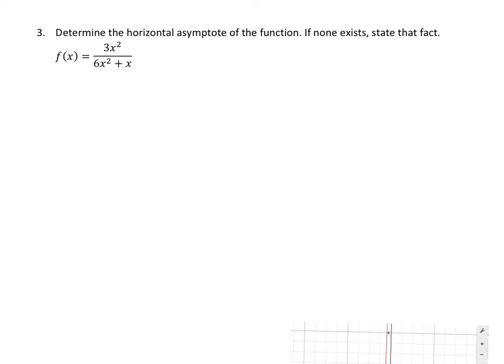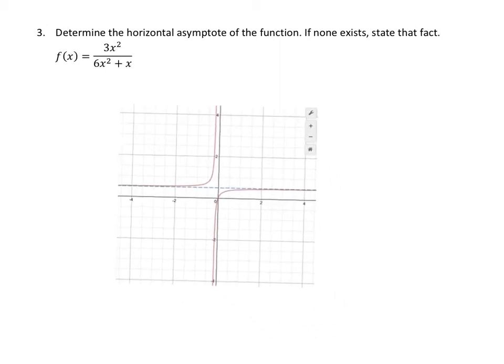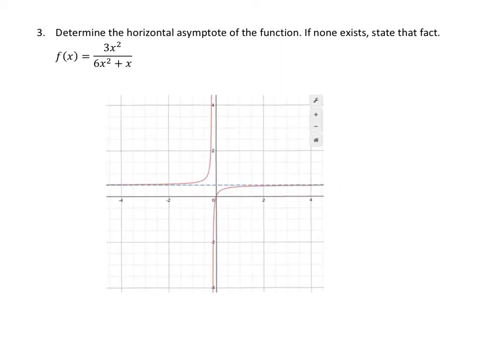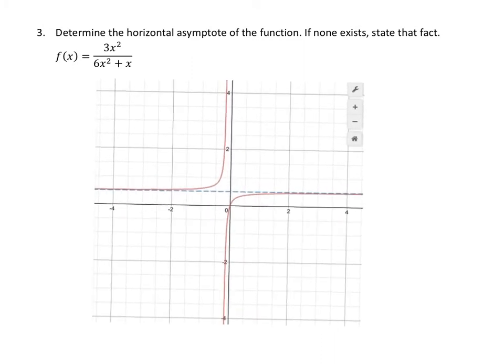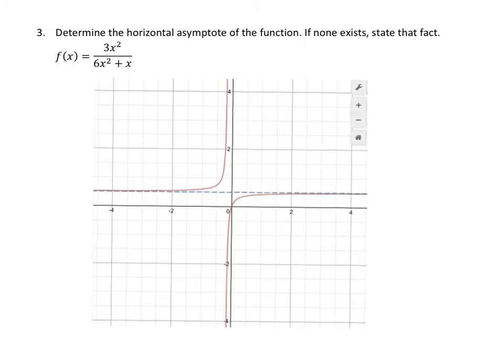Now, to determine any horizontal asymptote, we think about what is happening to our function as we approach infinity or as we approach negative infinity. So let's begin by taking a look at the graph of this function. And so let's look at what is happening as we approach positive infinity. As x gets larger and larger and larger, what is happening to our function?